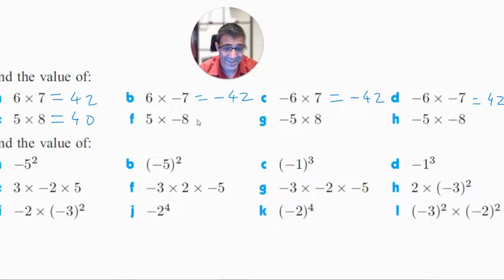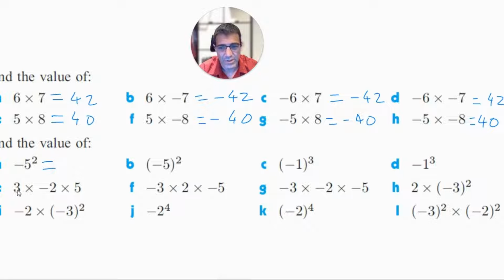5 times negative 8, that's a negative number, negative 40. Negative 5 times 8, again, that's a negative number, 1 plus 1 minus, so negative 40. And then here, negative 5 times negative 8, so 2 negatives give you a positive, you guys and girls, so it's a positive 40. Okay, nice.